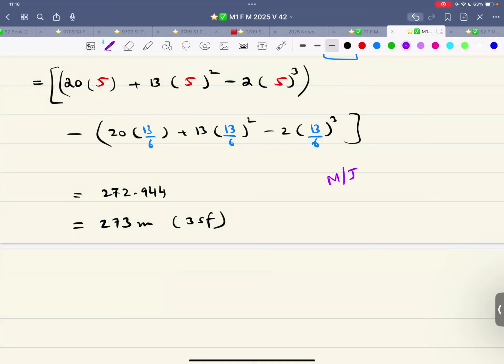So May, June, that is what you will be giving. And we just have done February, March, and this is 2025, variant 12.